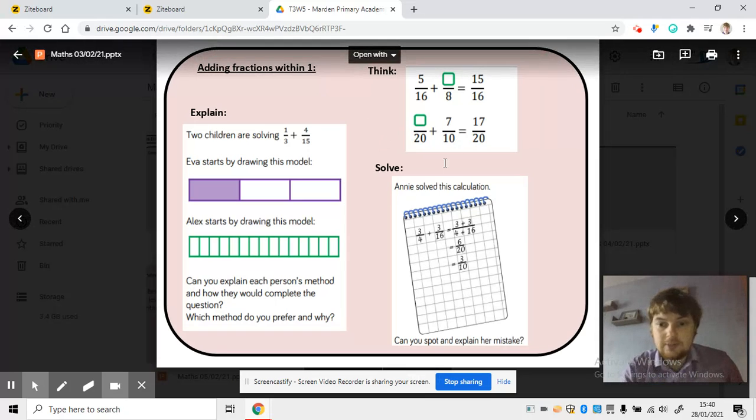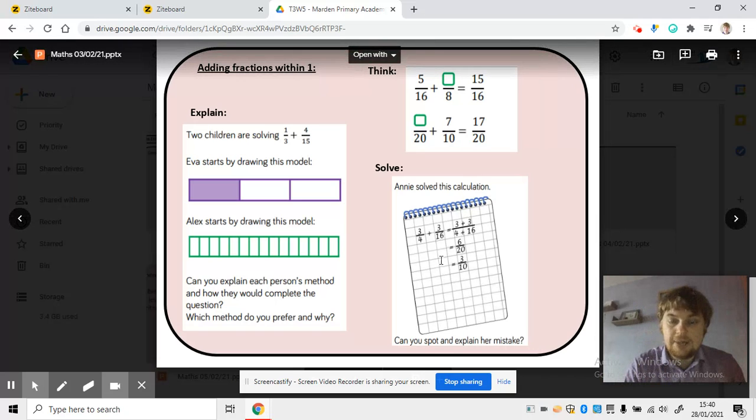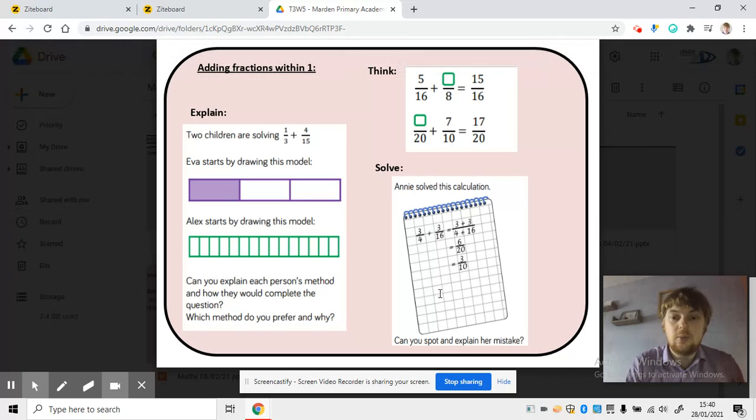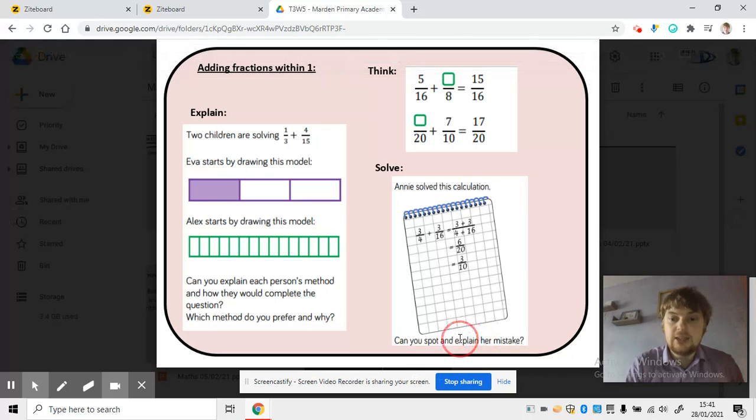On your solve, you solve this calculation, 3/4 add 3/16 is equal to 3 add 3, 4 add 16, therefore 6/20 equals 3/10. Can you spot and explain her mistake? So you might decide to work this out yourself in the first instance to see what answer you get, but make sure you take that step to obviously work out where she has gone wrong and explain. Okay, and you can show us visually, practically, however, show us how she's made that mistake.